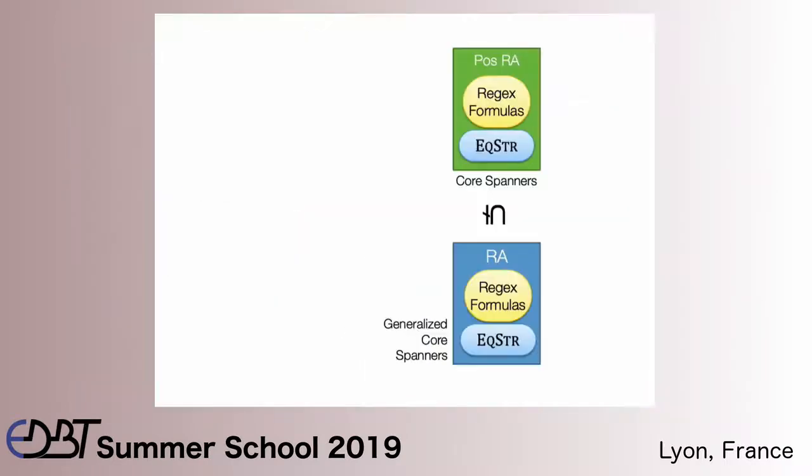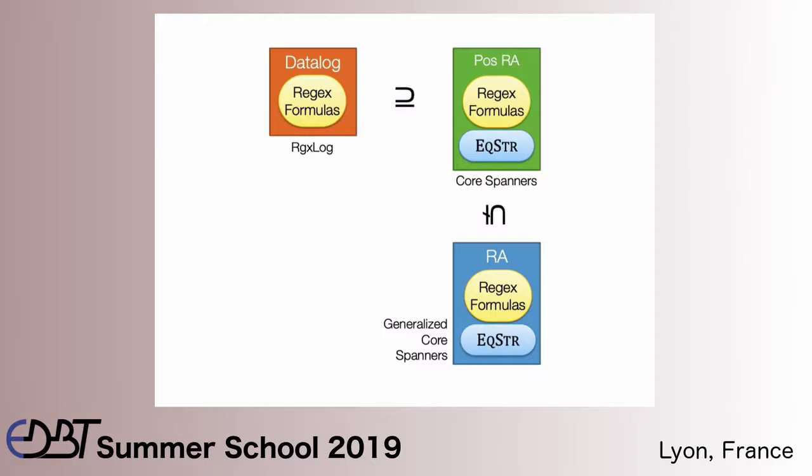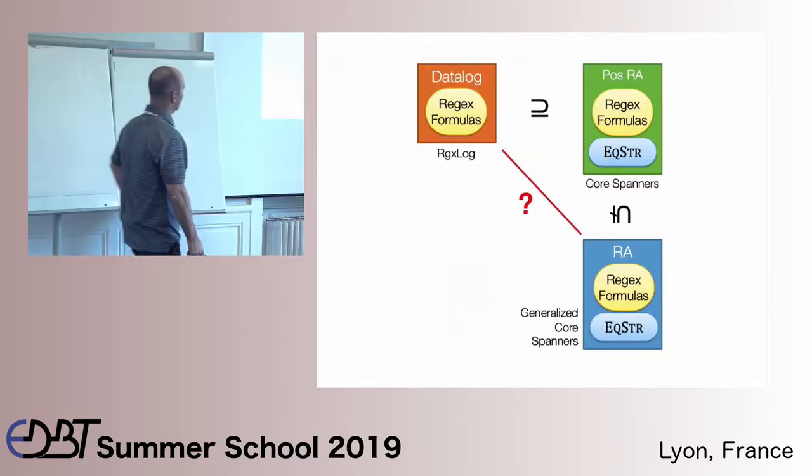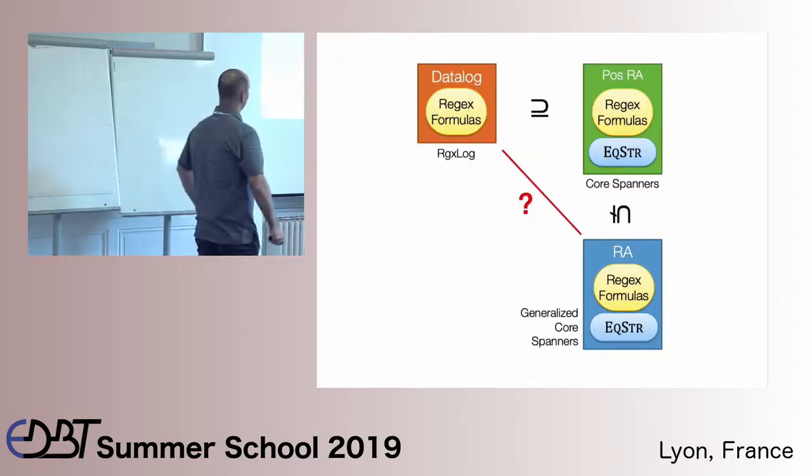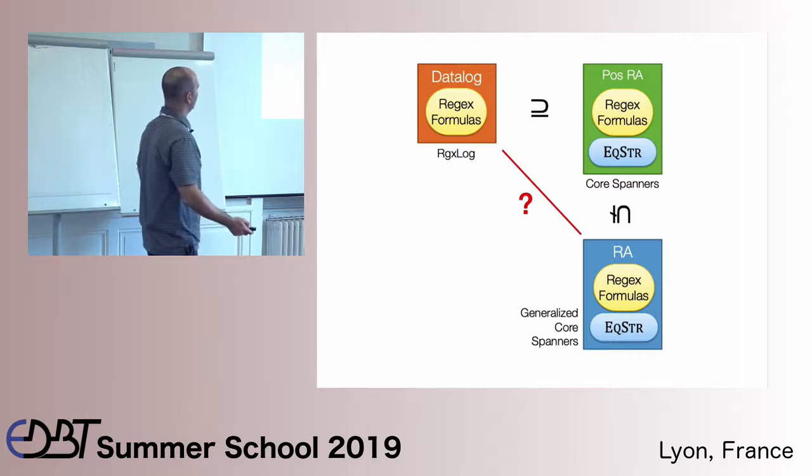So you conclude immediately that in this subset of the zoo, the core spanners, which are positive algebra over these, is a subset of regex Datalog over regex formulas. Now, what about the generalized core spanners? Again, how do we deal with negation?